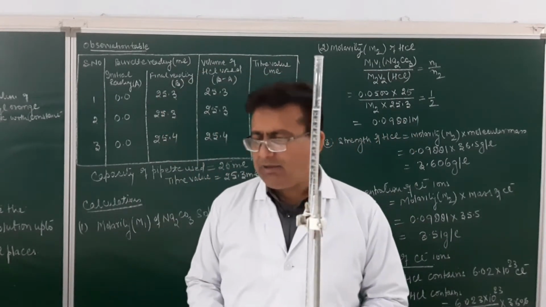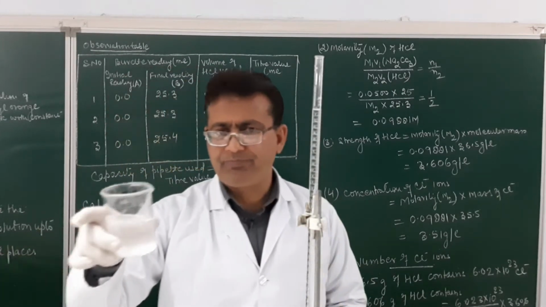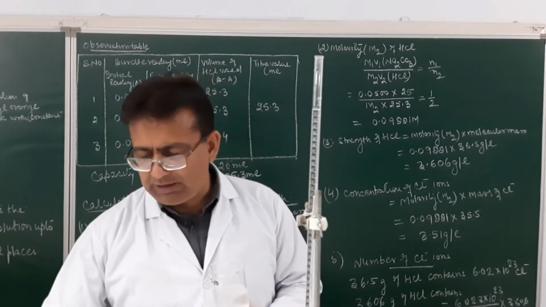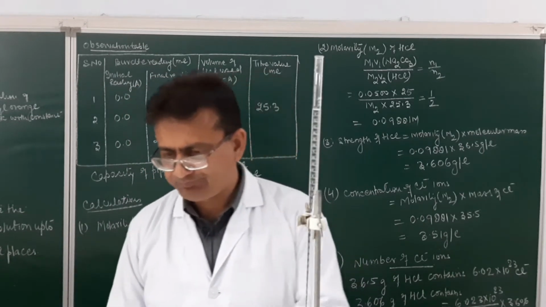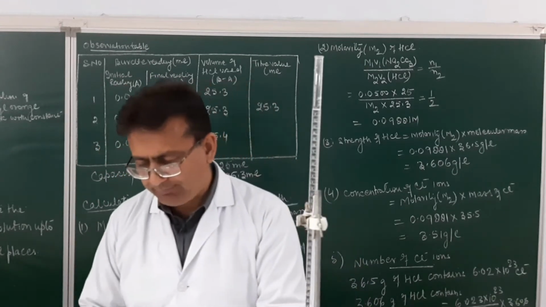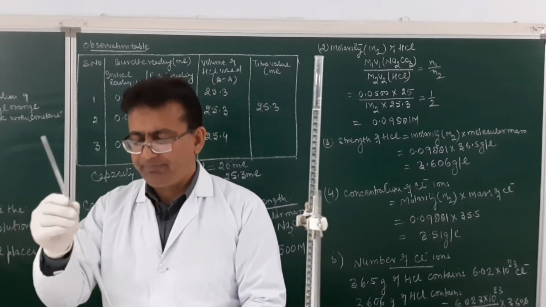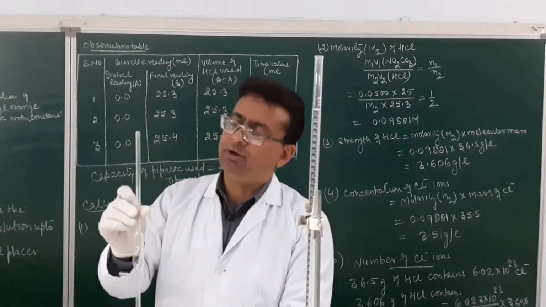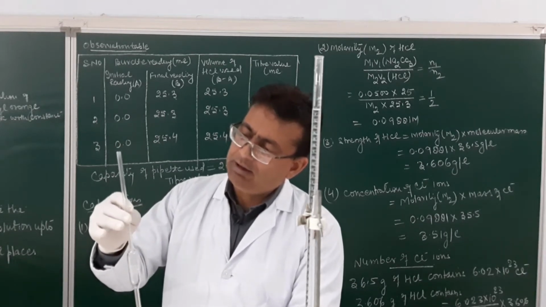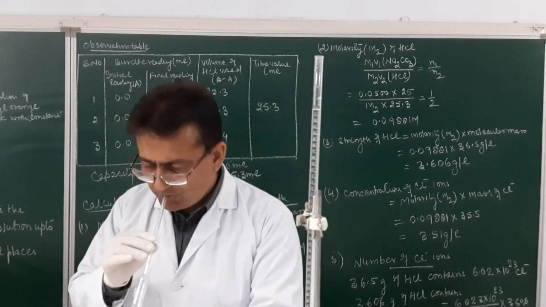Now, I will pipette out the solution of sodium carbonate. This is C10 solution, into the conical flask. This conical flask is already rinsed with the sodium carbonate solution. How to pipette out? This is a pipette. You have to suck the solution up to the mark in the pipette over here. So, you will be sucking the solution.